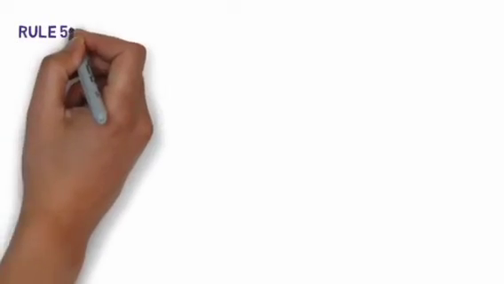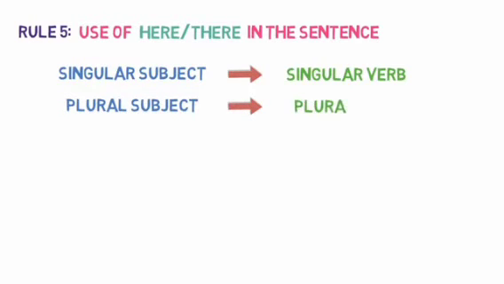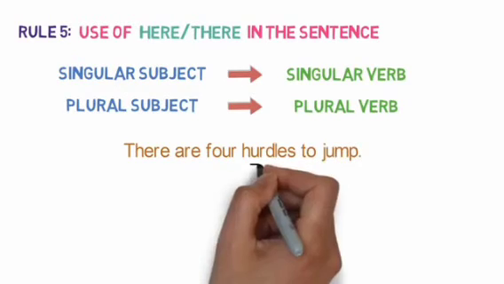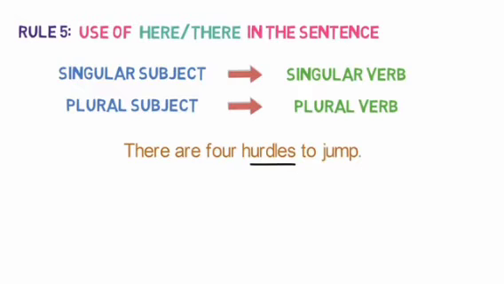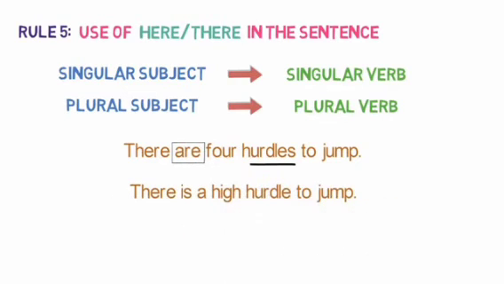Okay? So the next rule is the rule of the use of here and there in a sentence. Many people are not sure. When I use here and there, since it comes before the subject, what verb should I use? A singular subject takes a singular verb and a plural subject takes a plural verb. For instance, there are 4 hurdles to jump. Hurdles is the subject of this sentence and it is plural. So we have a plural verb. There are 4 hurdles to jump.